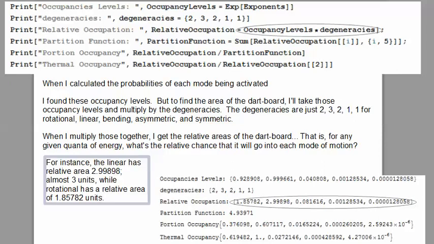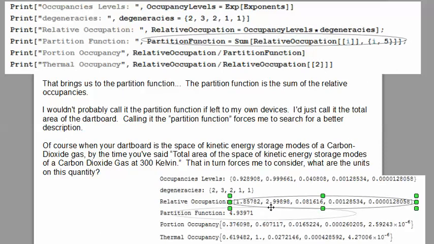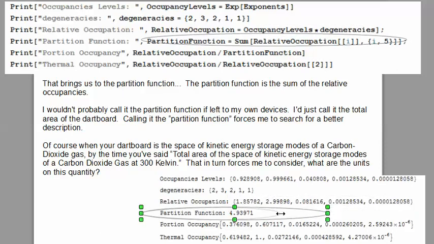For instance, the linear mode has an area of 2.99898 units, almost 3 units, while the rotational area has a relative area of 1.85782 units, which is almost 2. Now that brings us to the partition function. The partition function is the sum of the relative occupancies. 1.85782 plus 2.99898 plus 0.081616, etc.